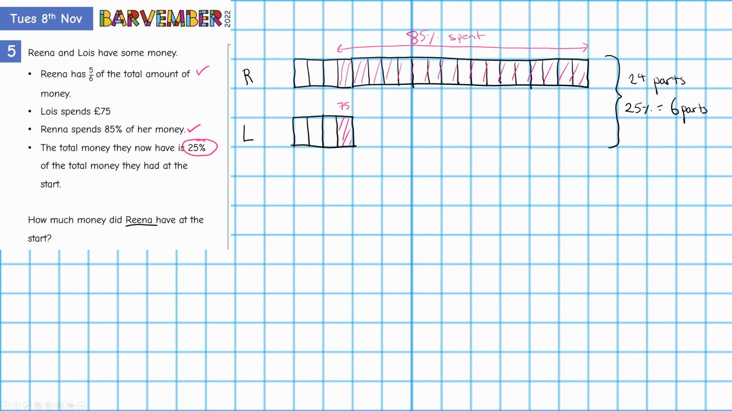We are asked how much money did Rena have at the beginning, which is this here. Okay, which is 20 parts. So we need to know 75 times 20, and 75 times 20 gives us 1,500 pounds altogether. Okay, well, that makes sense to me. I hope it makes sense to you.